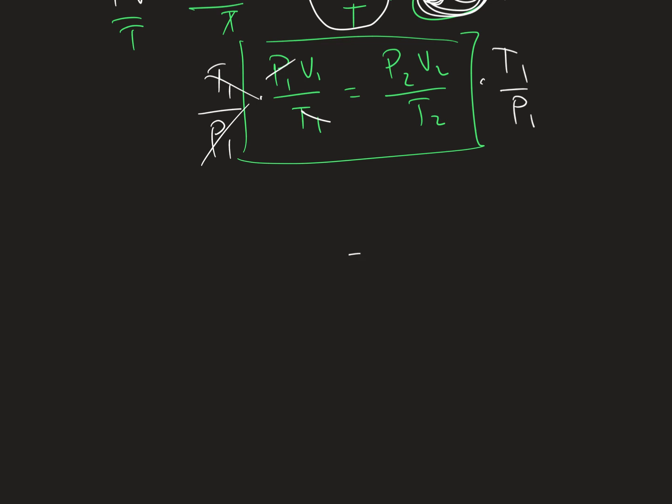Okay, so my bad. Let's multiply by T2 over P2 to both sides. And then we get volume 2 is equal to T2 P1 V1 all over P2 T1. Doesn't mean I'm a dumb kid, guys. All right.